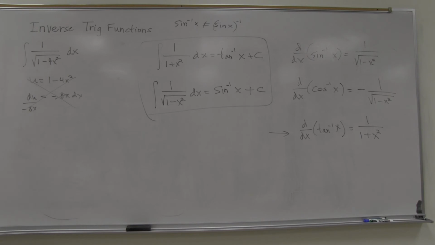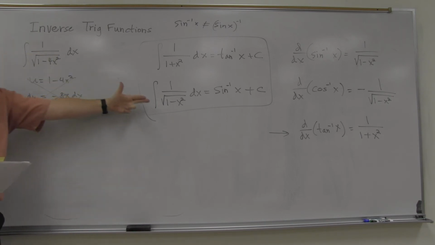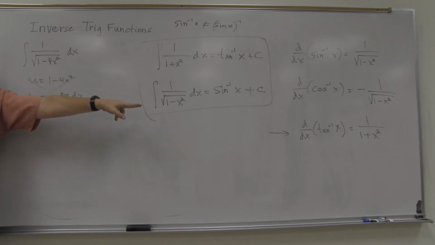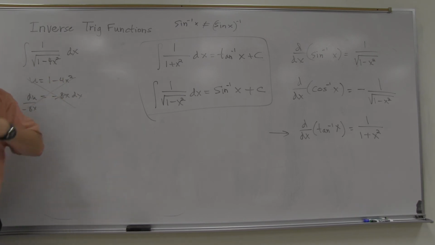However, it is a u substitution here, it's just that I can't do it that way. The next thing then, well, that kind of reminds me of this, except that it's 4x squared instead of just x squared. It's the square root of 1 minus 4x squared. So what do I need? Well, it is a u substitution here, but not that u substitution.